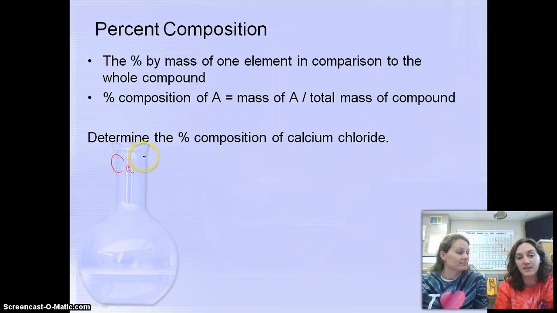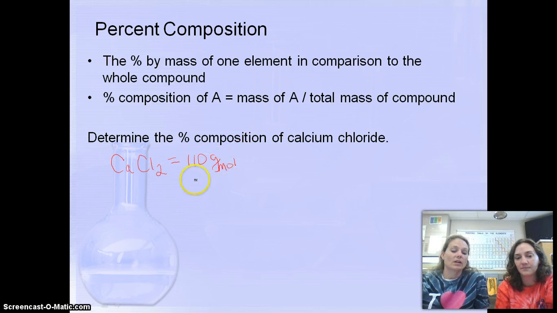Ca has a 2 plus and chlorine has a negative 1. Calcium is a 2 plus, so crisscross it: CaCl2. If you add up 1 calcium and 2 chlorines, you're going to have a total mass of 110 grams per mole, because I'm adding those off of the periodic table.